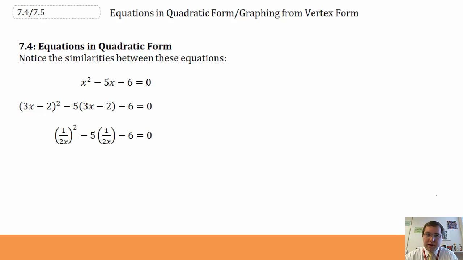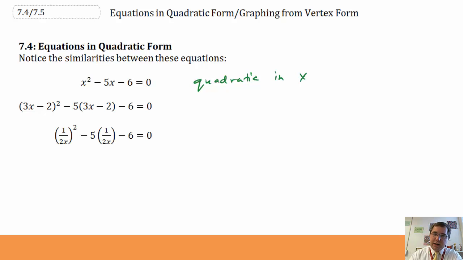The first one just looks like an ordinary quadratic equation, x squared minus 5x minus 6 equals 0. And we know that we can solve that. That one is actually factorable. But even if it wasn't, we could use the quadratic formula, or we could complete the square. So this first one is said to be quadratic in x.